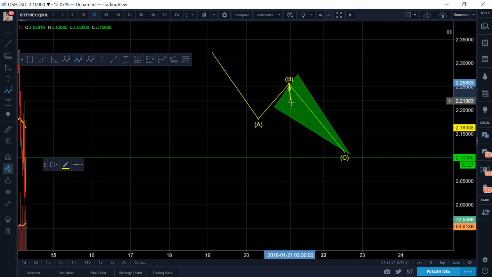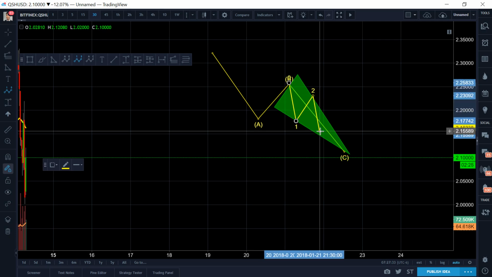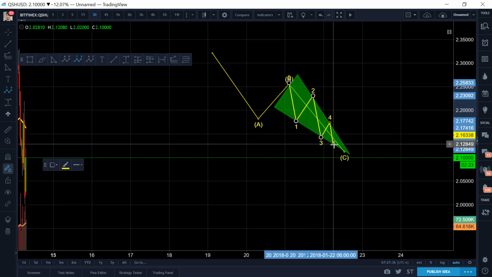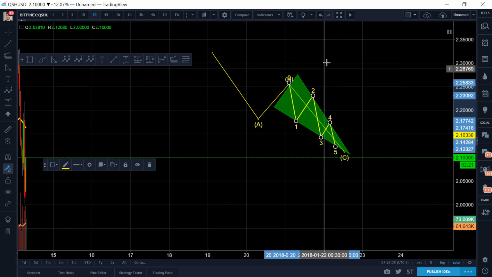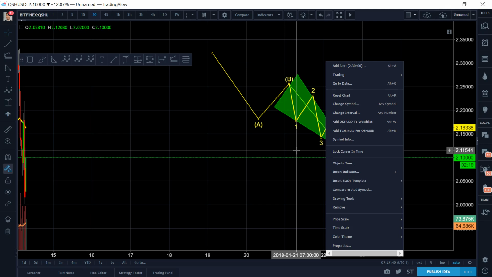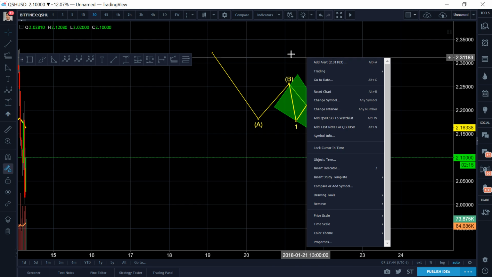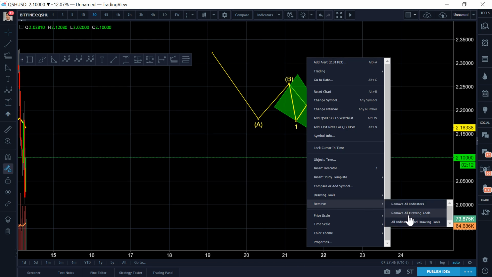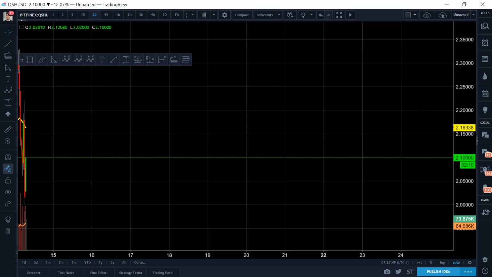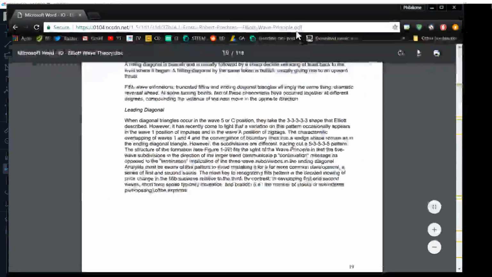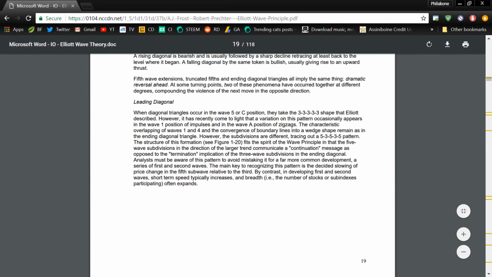And this one here has 5 touches in the C position, like that, and that would be considered an ending diagonal. That's a technical term, but we also know it as a falling bearish wedge. Now, once again, I'm going to read this part here, where it also says it has recently come to light that they can occur in wave 1 position of impulses and in the wave A of zigzags.